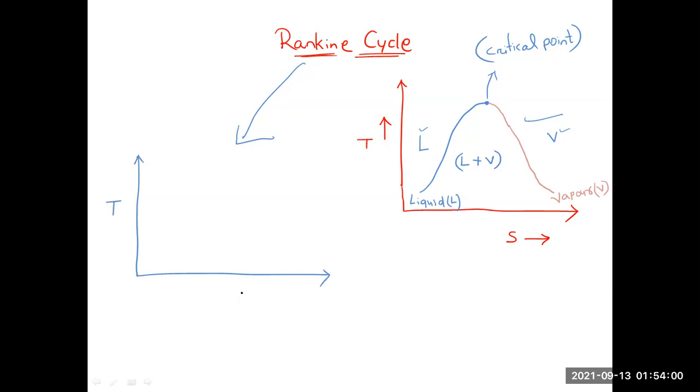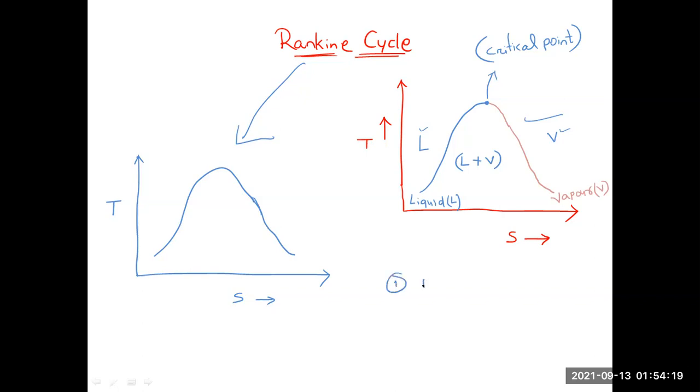Y-axis is temperature, x-axis is entropy. Now let me draw the dome. This is the dome we have. Okay, so now here I will show you. First, I will tell you what are the different components of a Rankine cycle.